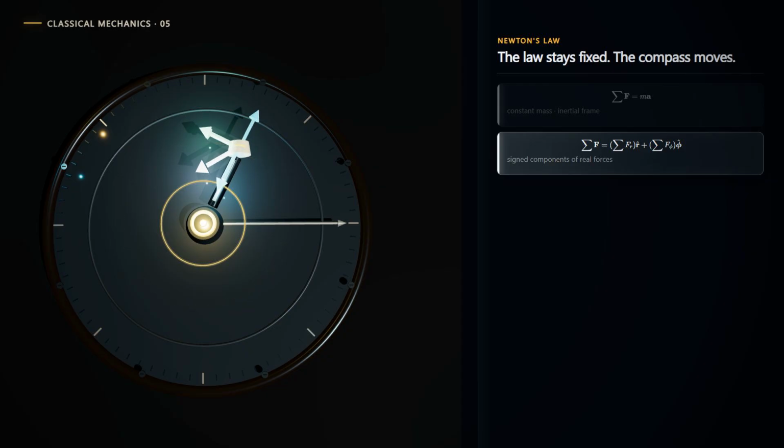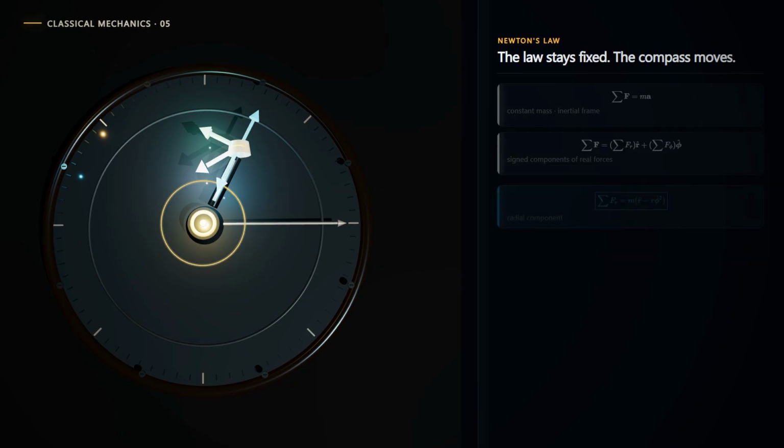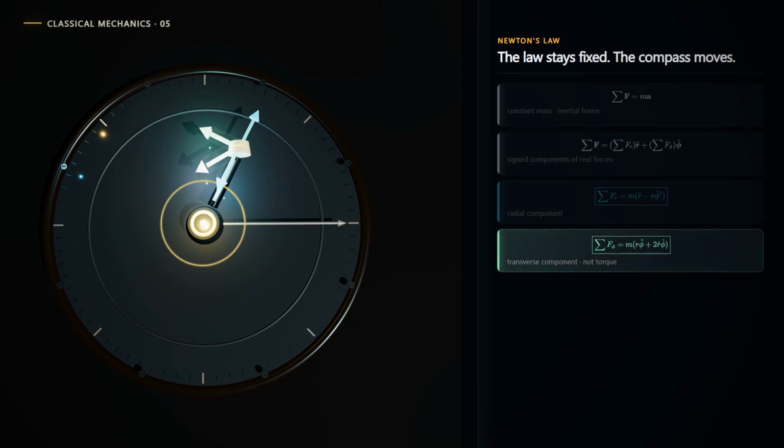Now match like directions. The radial force sum equals mass times r-double-dot minus r phi-dot squared. The transverse, or phi, force sum equals mass times r phi-double-dot plus twice r-dot phi-dot. This second line is a force component equation, not a torque equation.